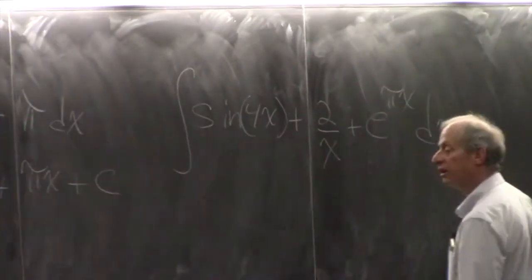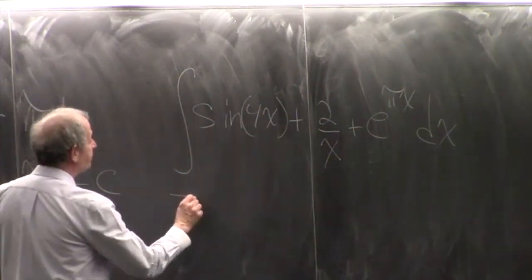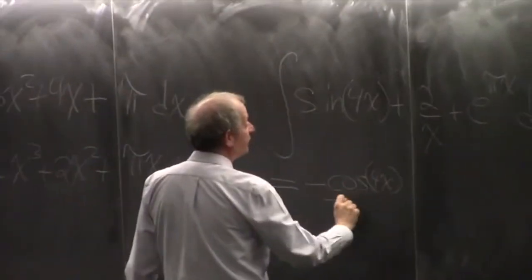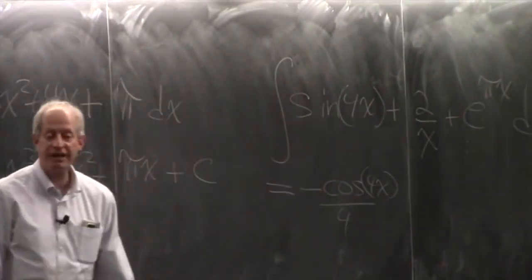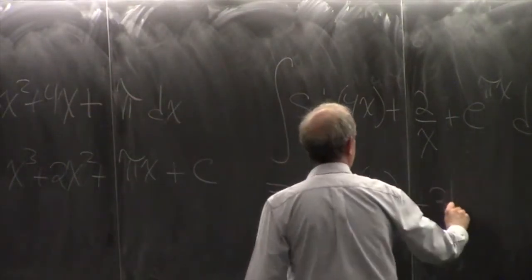By giving you some more annoying ones. Okay, so what's the integral of sine of 4x? Well, the derivative of sine is cosine, so the integral of sine is minus cosine divided by 4. How about 2 over x? 2 log x. Don't forget your absolute value bars.